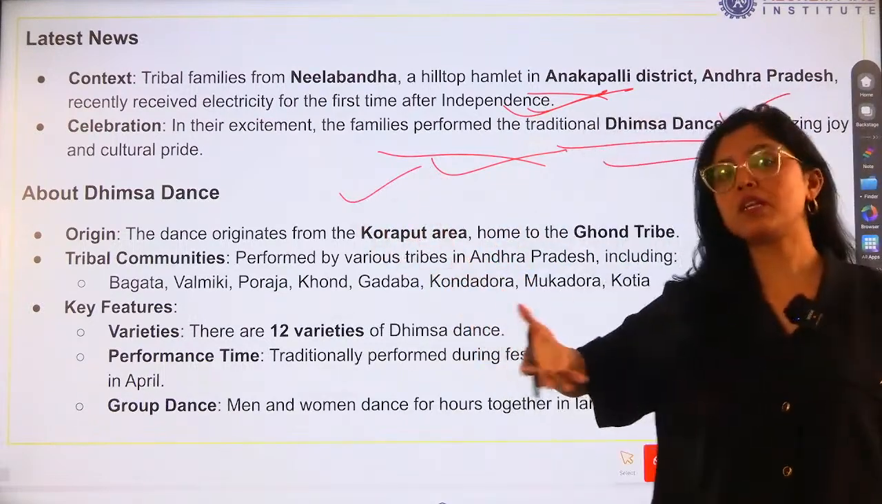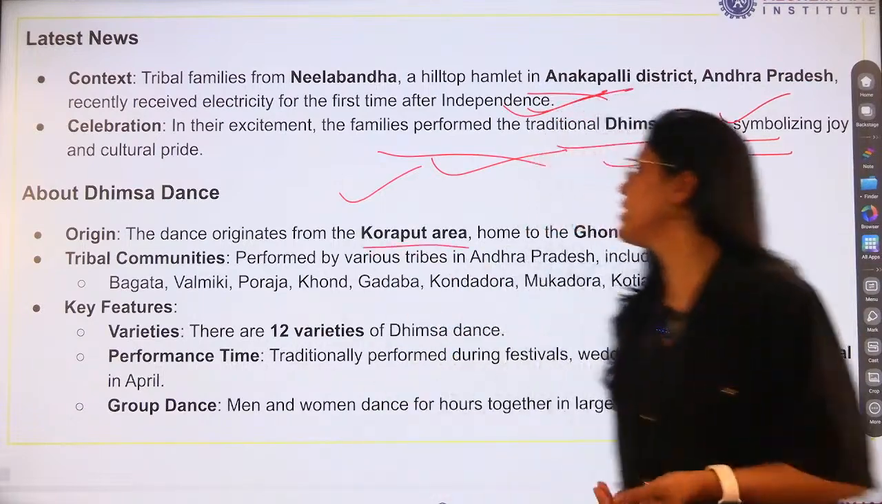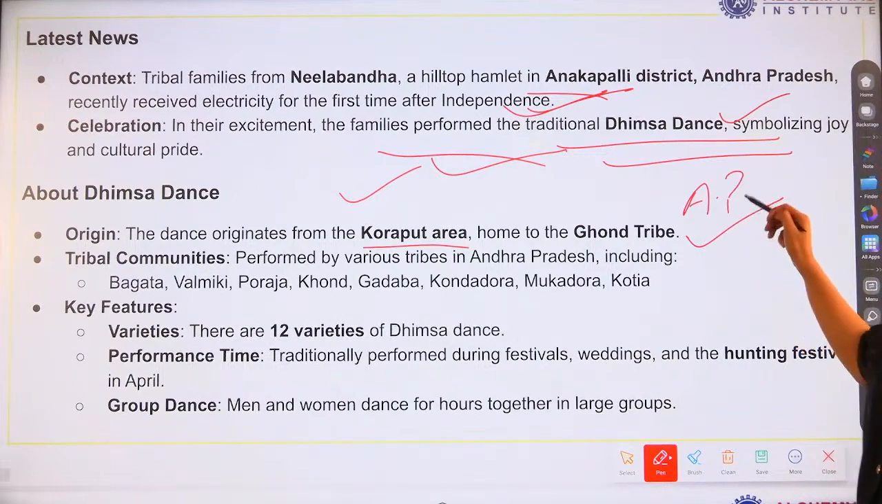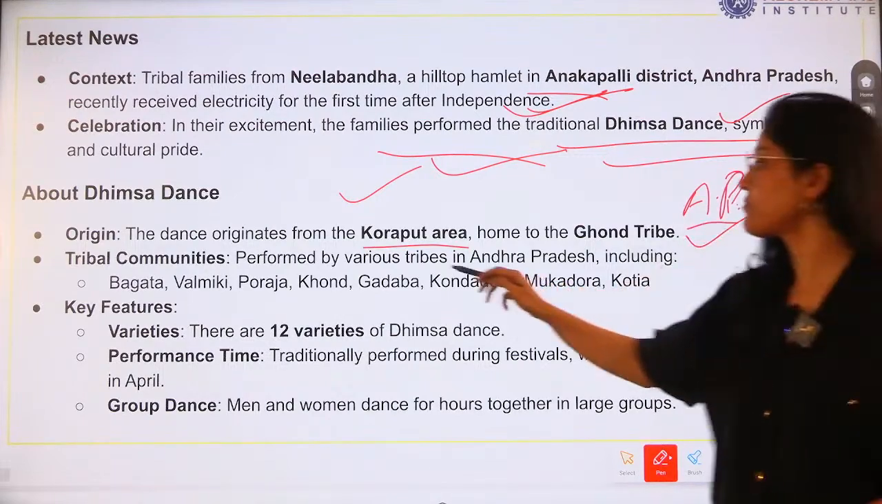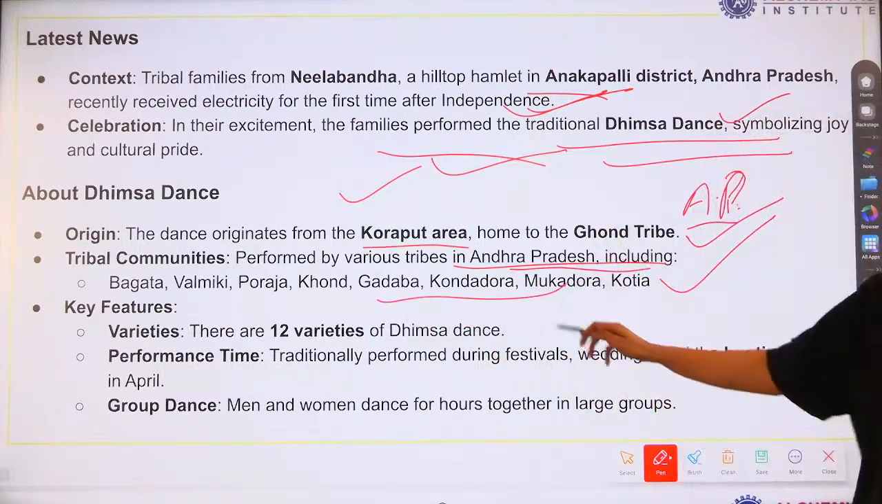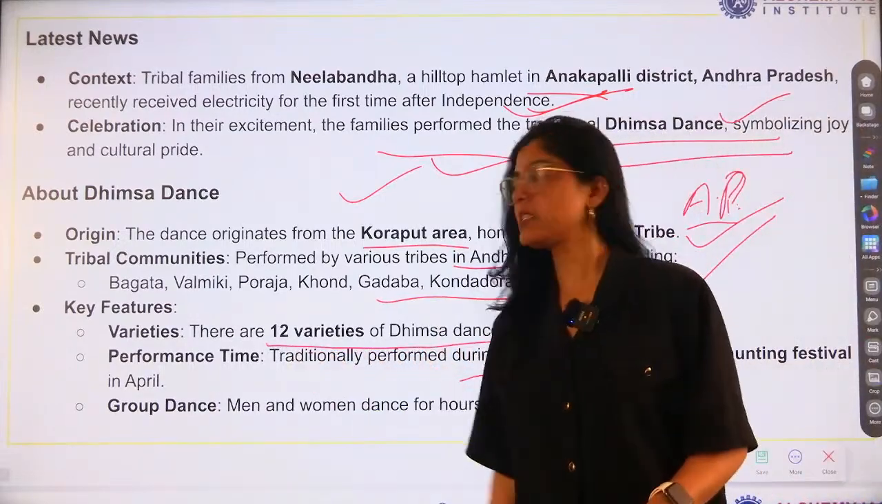So what is this Dhimsa dance and which tribe performs it? The origin is from the Koraput area, Gond tribe, and Andhra Pradesh. It is performed by various tribes in Andhra Pradesh. These are the tribes. There are also features of this dance. There are 12 varieties of Dhimsa dance.